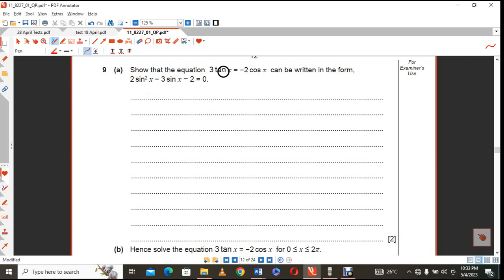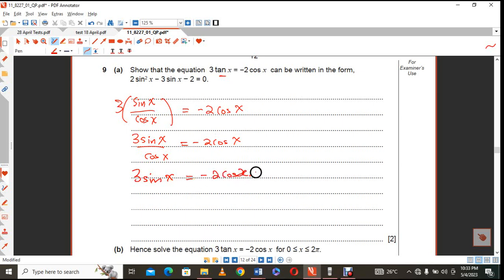Well, I'm going to take a longer road here. Remember that tangent can be written as sine x over cos x. That will be tan x there, and it should equal -2 cos x. So this is 3 sine x over cos x equals -2 cos x. So this is going to be 3 sine x equals -2 cos x, so we're going to multiply that with cos x. That gives me 3 sine x is equal to -2 cos square x, cos x times cos x.